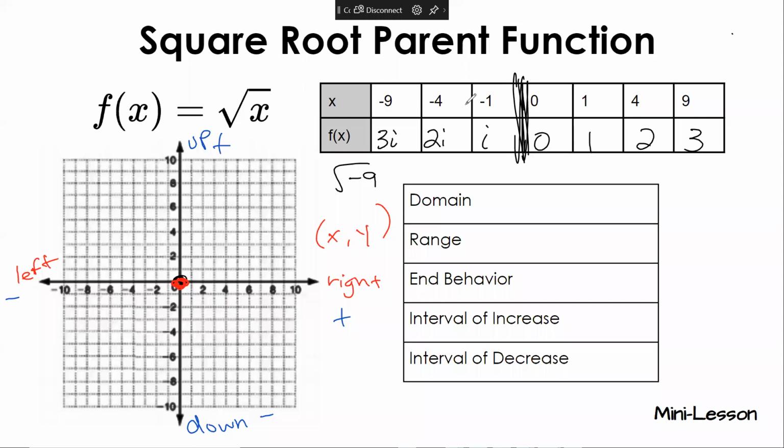Okay, so we're gonna plot the next point. So we got 1, 1. That means that we're gonna go to the right one, up 1. So we're gonna put a point right there. The next point is gonna be 4, 2. So we're gonna go over 4 and up 2. And the next one's gonna be 9, 3. So we're gonna go to the right 9 and up 3. And we're gonna connect those dots.